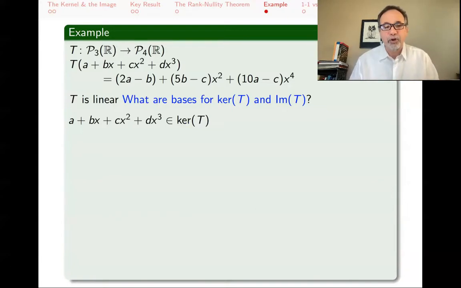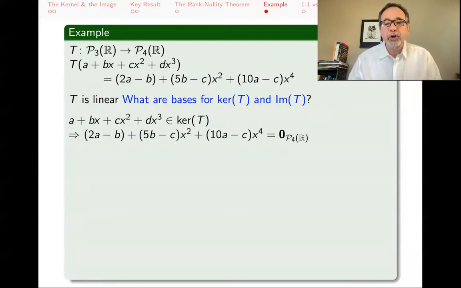First, let's look at the kernel. When is a + bx + cx² + dx³ in the kernel? I want to know which polynomials are in the kernel. How do I find out? Well, those polynomials are in the kernel that go to 0. So I apply T to that generic polynomial, and I get (2a - b) + (5b - c)x² + (10a - c)x⁴, and that's going to be the 0 polynomial.